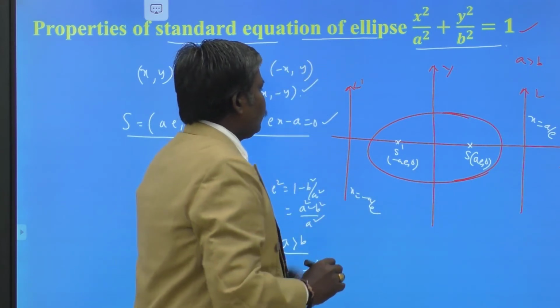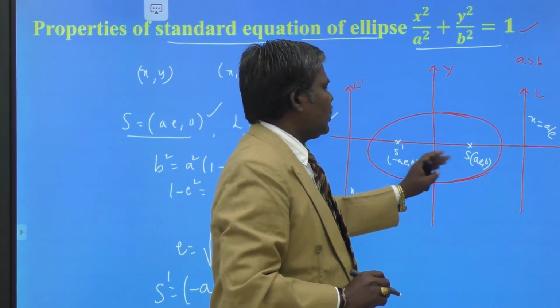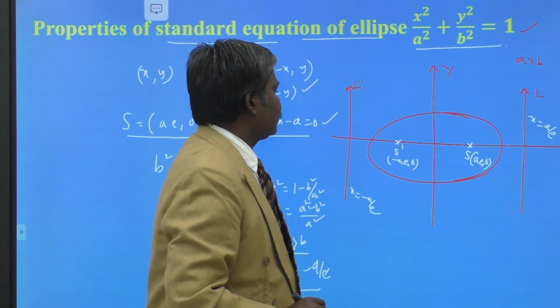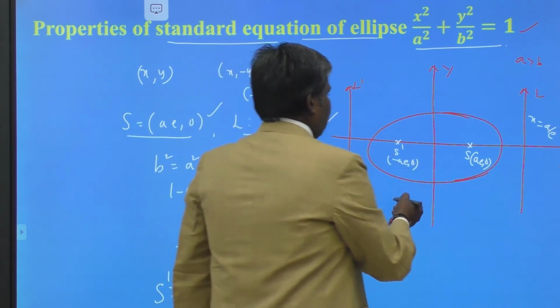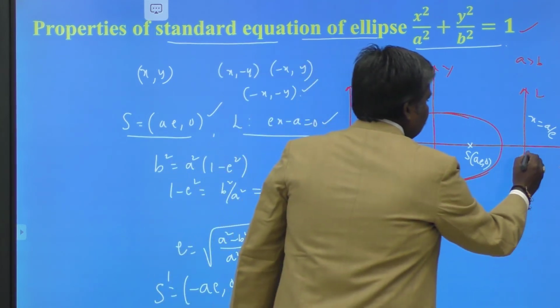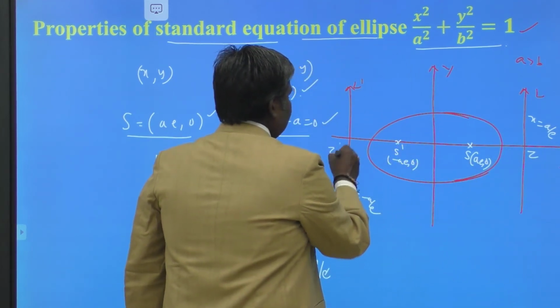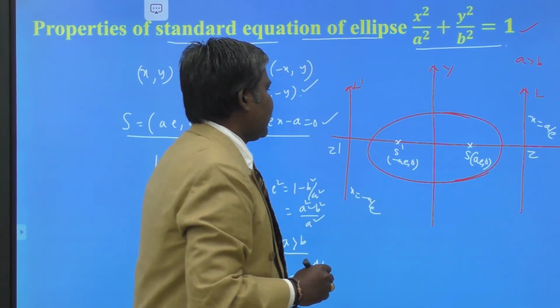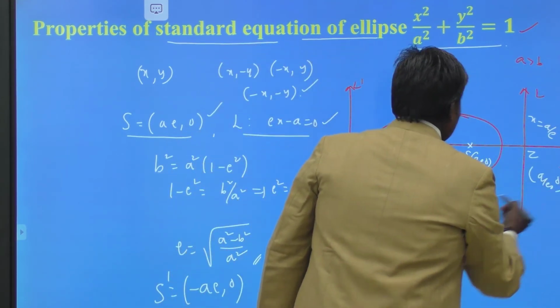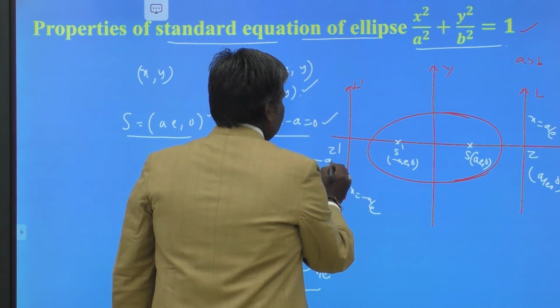So, for an ellipse there exist two foci and two directrices, namely S and S dash are the foci, and the directrices are x equal to A by E and x equal to minus A by E. Therefore, these are the feet of the directrices, Z and Z dash. So, what are the coordinates of Z? A by E comma 0, and here minus A by E comma 0.